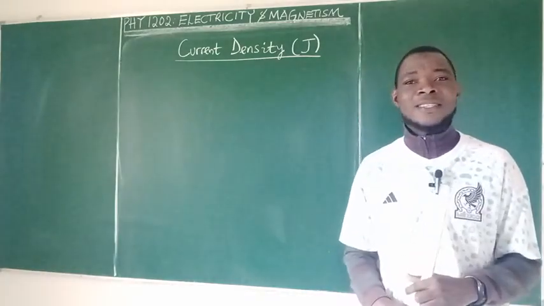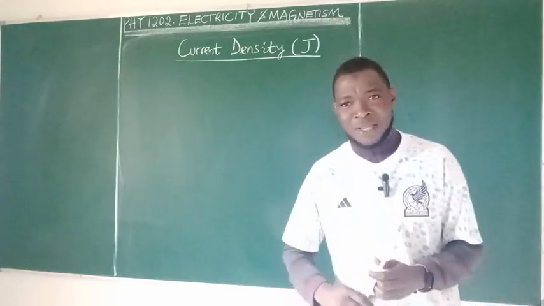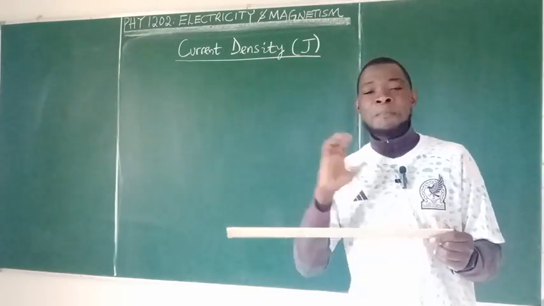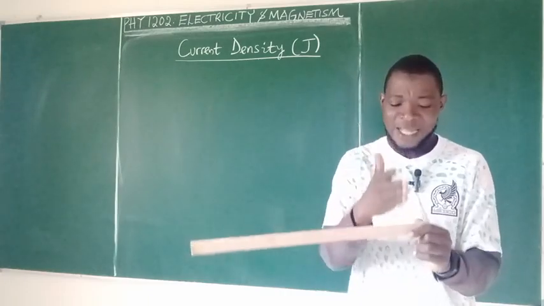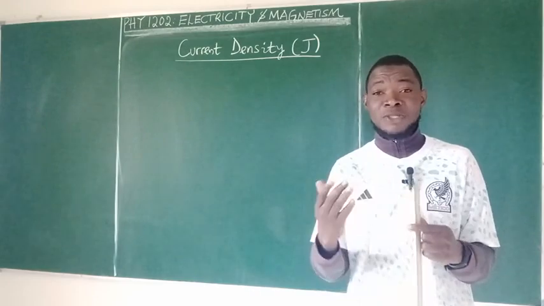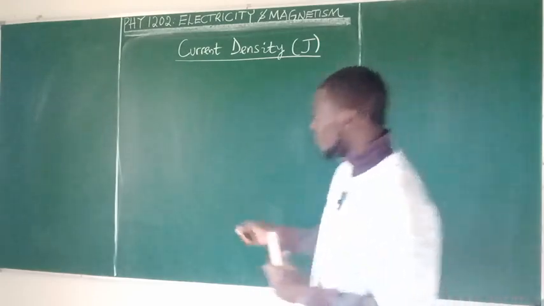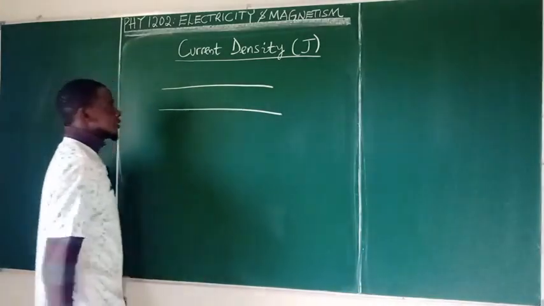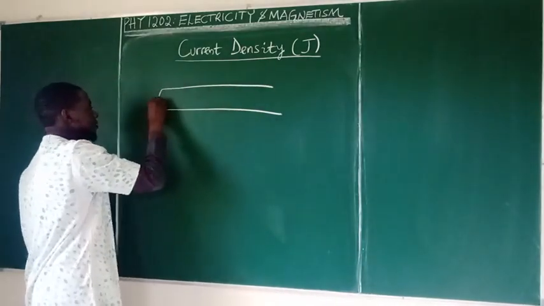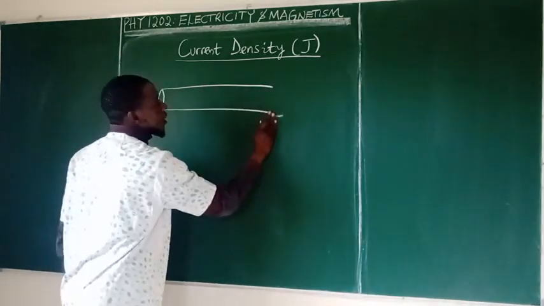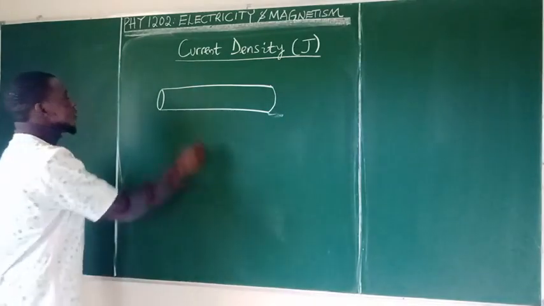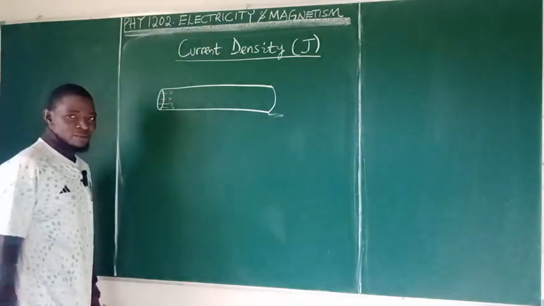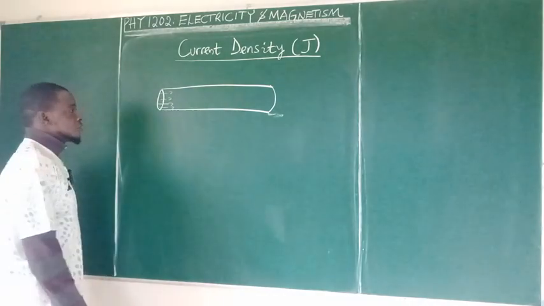What is current density? In the previous video, we explained that if we have a metal wire, and you cut the wire, the metal wire is usually cylindrical. Let's say I have this metal wire. This is a magnified metal wire. I made it big. We know that electric current flows through this wire due to charges flowing through the wire.